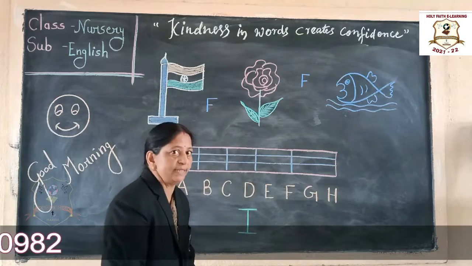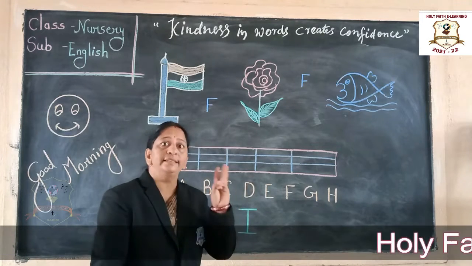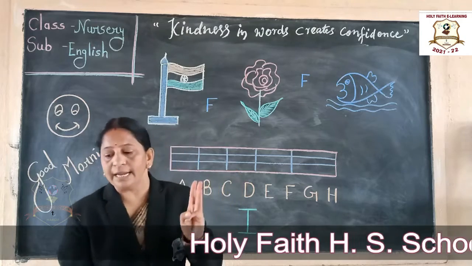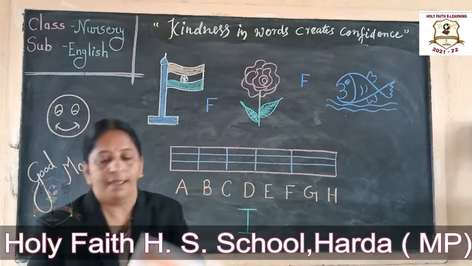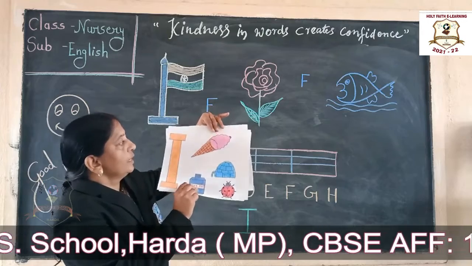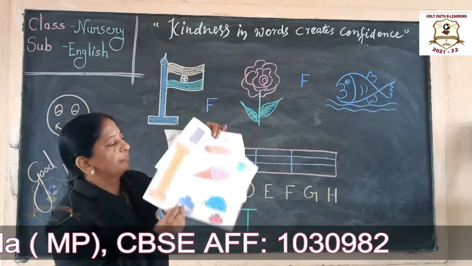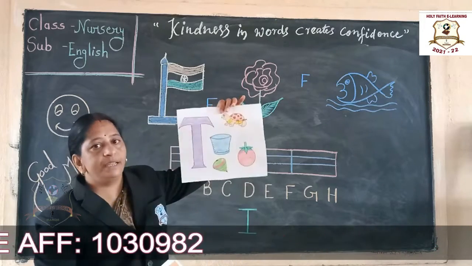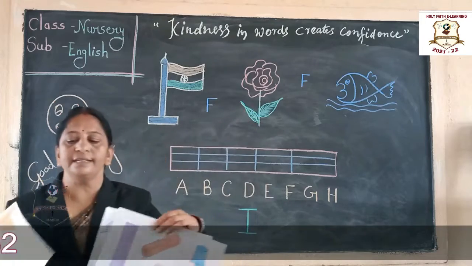Okay, students. In previous classes, we have learned 3 letters in our writing part: I, L, and T. You know now about these letters?